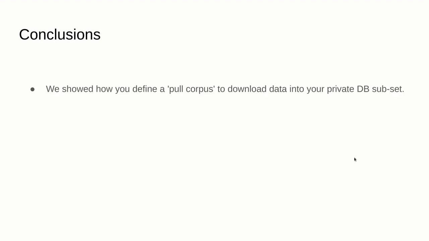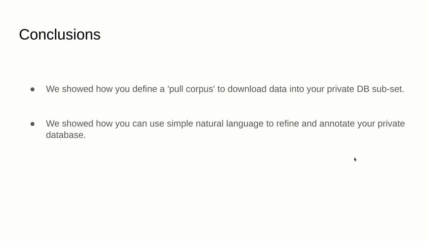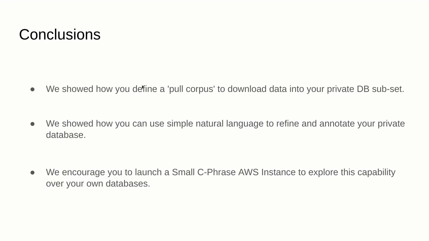Okay, conclusions. First, thanks for hanging with this video. I know it was long, but it shows you how we go about doing things. We showed how to define a pull corpus that determines what data you'll download from the big database into your private database subset. We then showed how you use simple natural language to refine and annotate your private database. And then we encourage you to launch a small AWS C-phrase instance to explore this capability over your own databases.